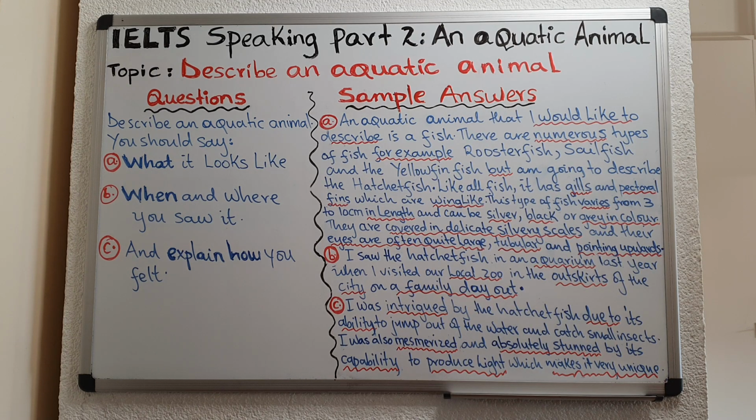So I have described what this fish looks like in detail. It has gills. It has pectoral fins, which are wing-like. I've talked about the length. I've talked about the colors. I have talked about the silvery scales. I've talked about the eyes. Okay? So that's what you should do when you're describing the aquatic animal, when you're asked to talk about what it looks like. Don't talk about what it eats, okay, where it lives. That has nothing to do with what it looks like. That answer would be irrelevant.